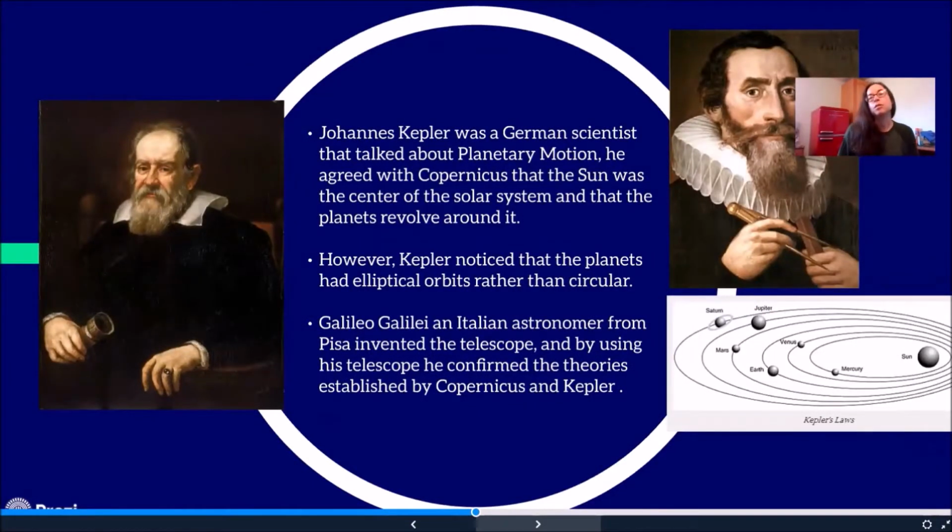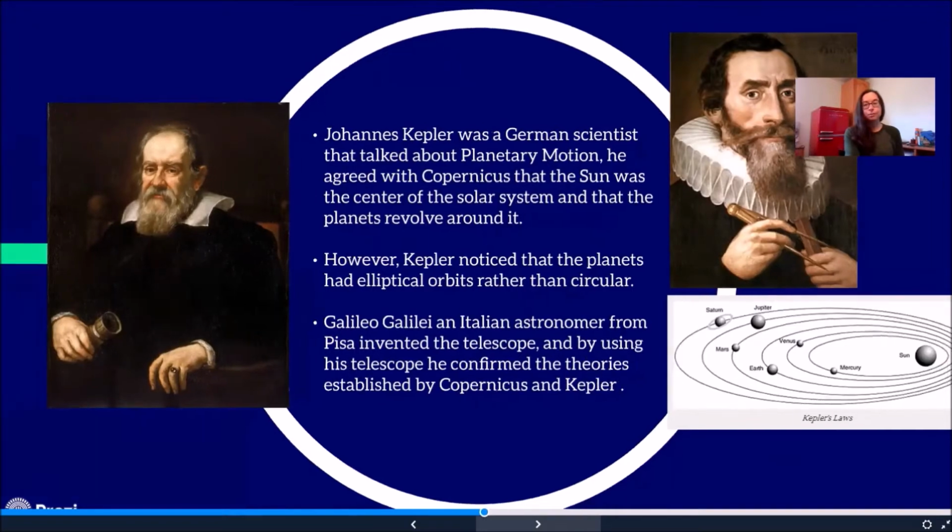Johannes Kepler was a German scientist that talked about planetary motion. He agreed with Copernicus that the sun was the center of the solar system and that the planets revolved around it. But Kepler noticed that the planets had elliptical orbits rather than circular. Galileo Galilei was an Italian astronomer from Pisa who invented the telescope. And by using his telescope, he confirmed the theories that Kepler and Copernicus had established.